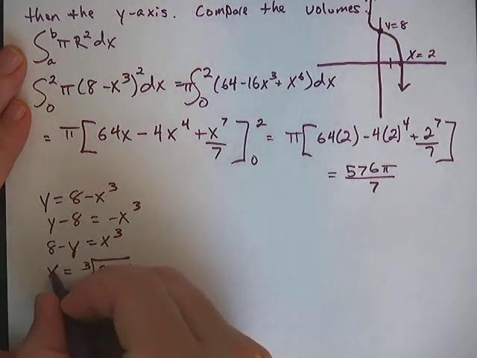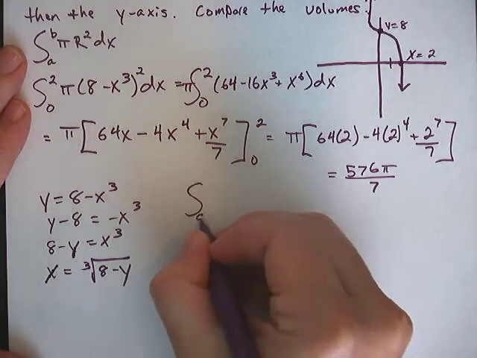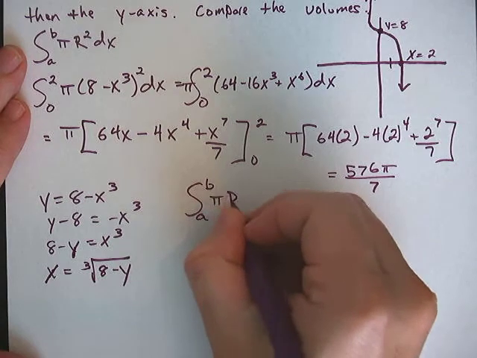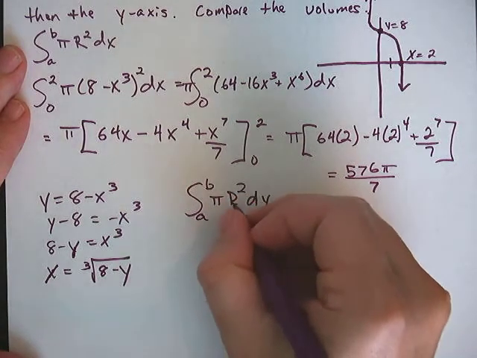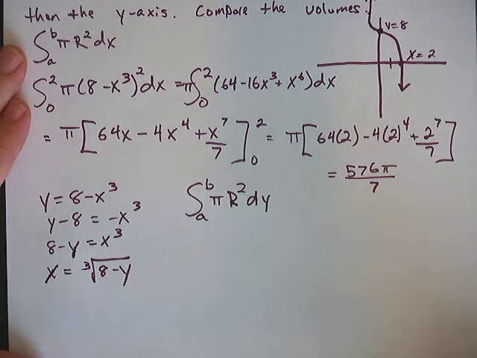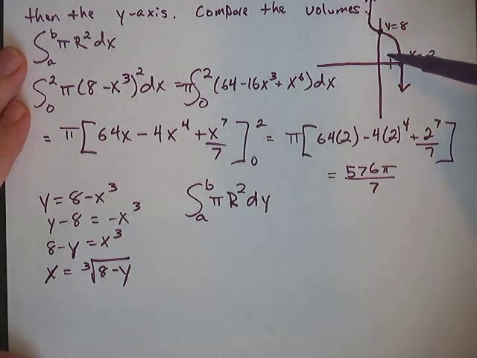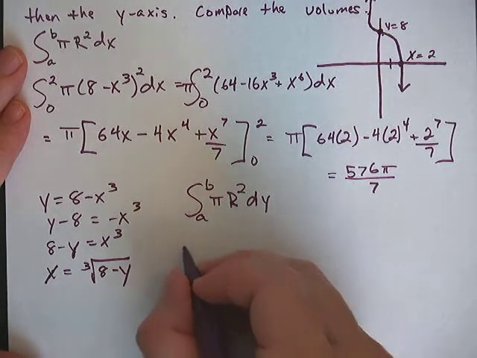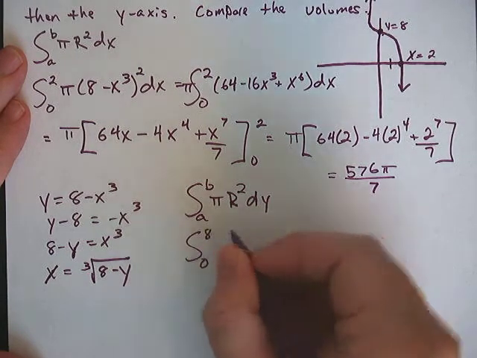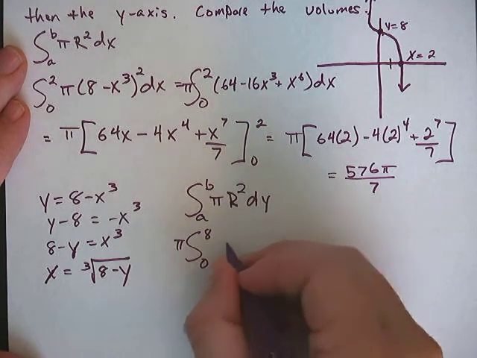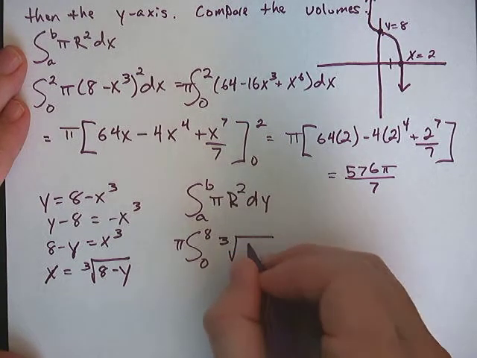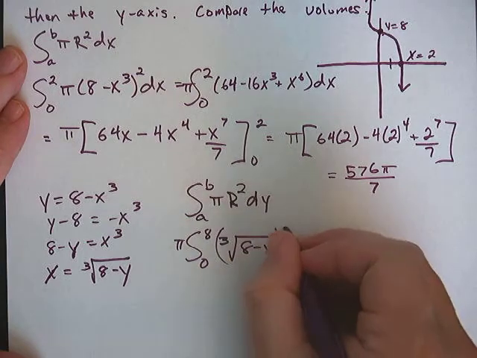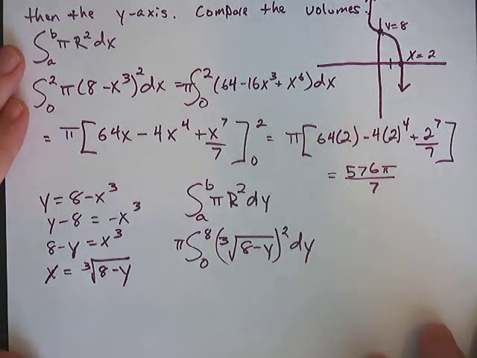What are our limits of integration? Because remember, we are using the integral from a to b of pi r squared dy, because we're going around the y-axis. So our limits of integration, we go back up here to our graph, and with respect to the y-axis, we go from 0 to where it crosses the y-axis, which is 8. So our limits of integration are 0 to 8. So we get the integral from 0 to 8, put the pi out front, of the cube root of 8 minus y, squared, dy. Now this one's a little tougher to integrate.